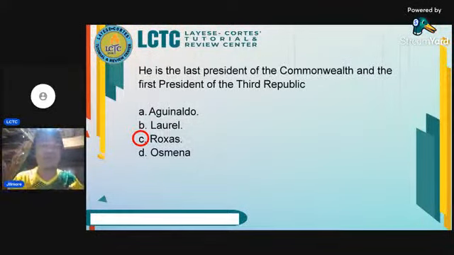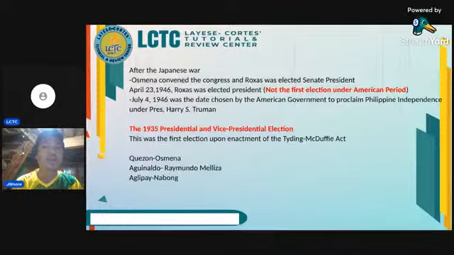Before we proceed, what was the date that the Americans granted Philippine independence during the tenure of Roxas as president? Sir Dan, Sir Clifford, Ma'am Abigail, Sir Dave, comment down your answers, teachers. Let's see. What was the date?